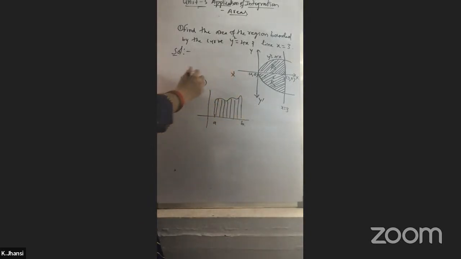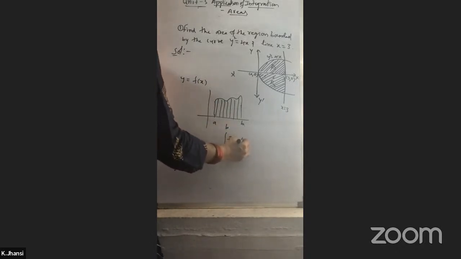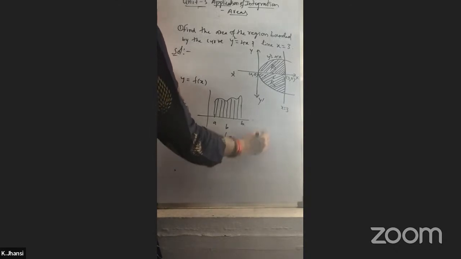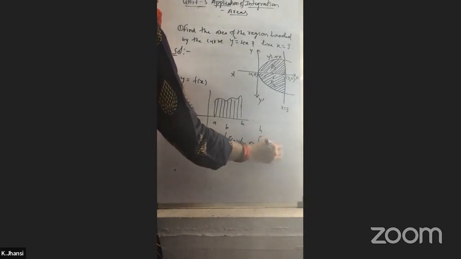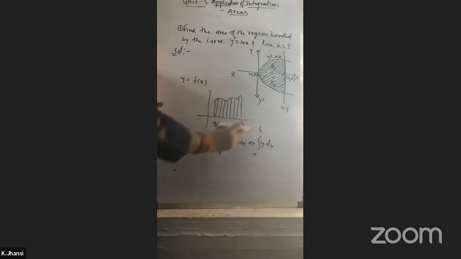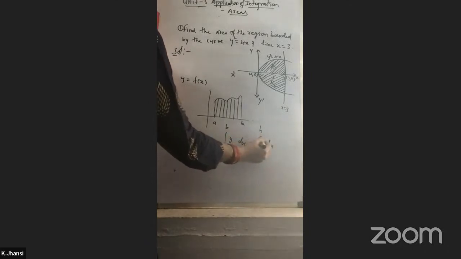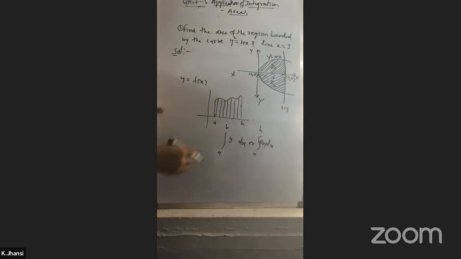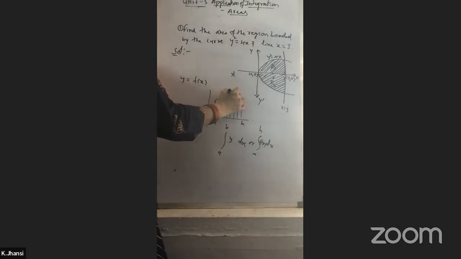So when you find the area of this region of the given function, we find it with the help of the integration of f of x dx from a to b, or else the integration of y dx from a to b. Y equals f of x is the function, so here you write y and there you write f of x dx. So a to b are the limits, and this is the region of the function y equals f of x.